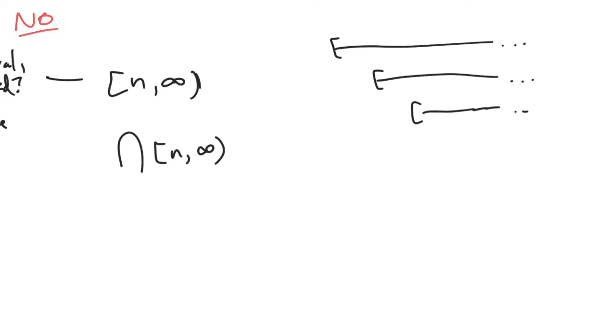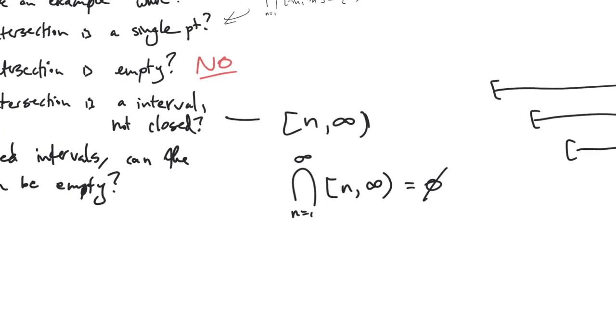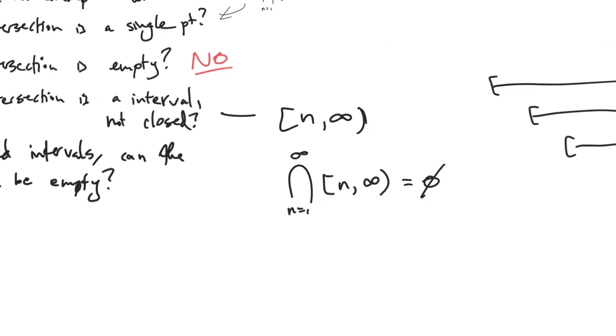Is there any number you can think of that's in all of these intervals? I think there is not any number that's in all of these intervals. So actually the intersection here is empty. This would seem to contradict the nested intervals property, but these don't count as closed intervals because they go out to infinity, and that doesn't count as a closed interval as far as the nested intervals property goes.